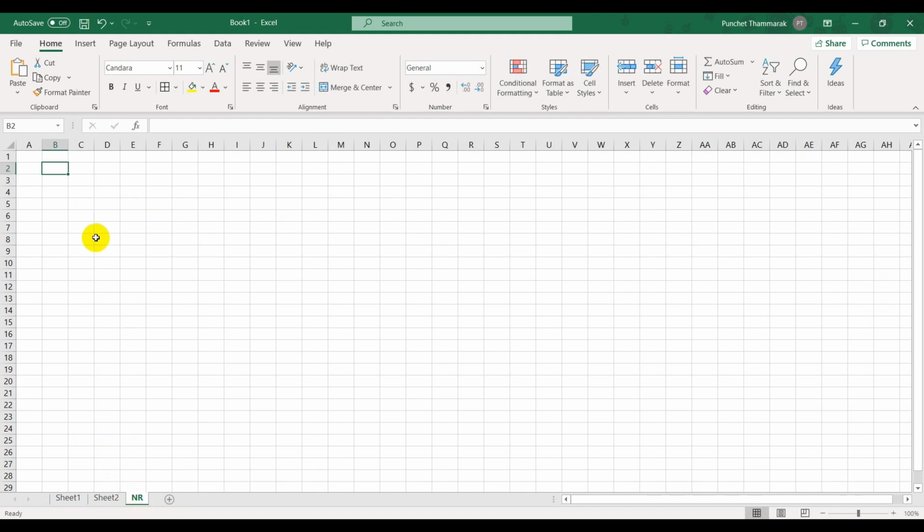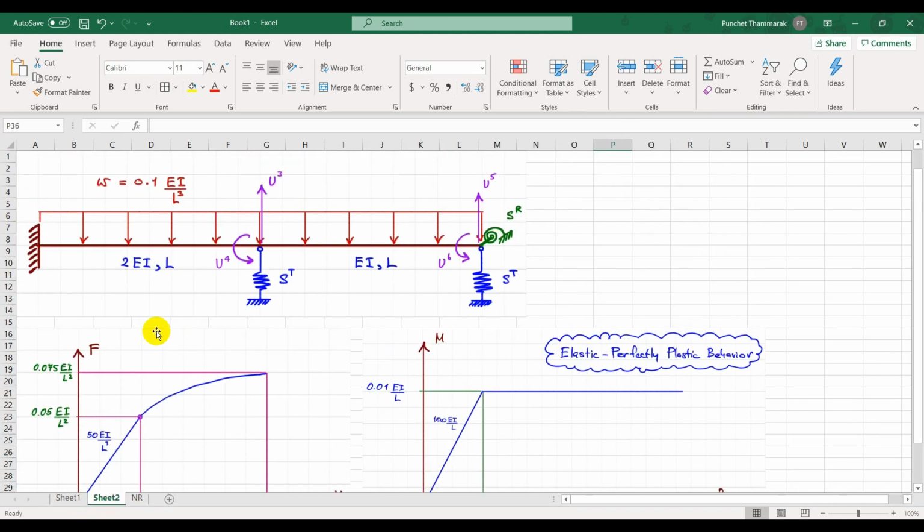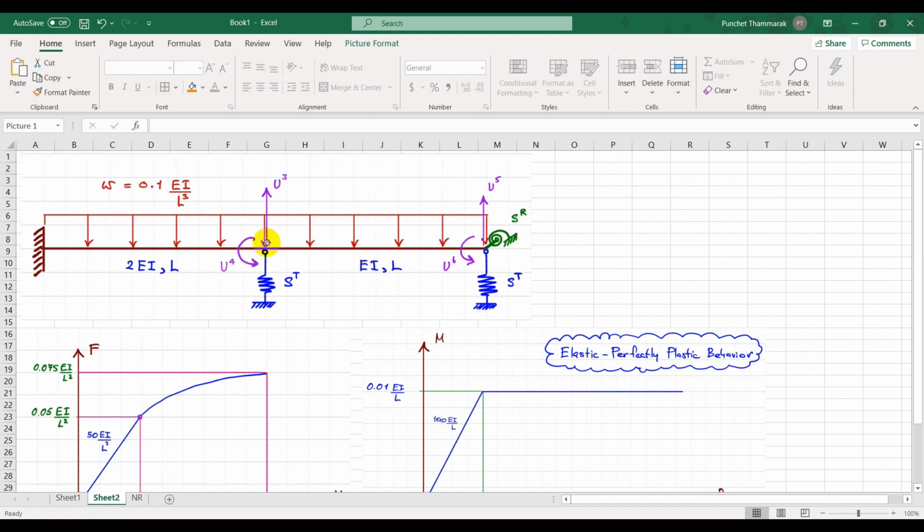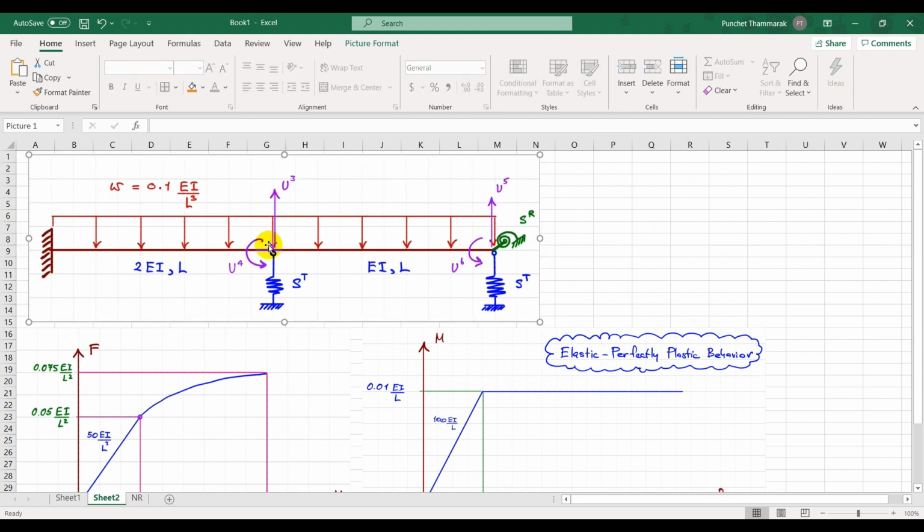We can do modified Newton-Raphson in the same file, but we're going to make a new sheet. We can copy this sheet and use a different nonlinear solution strategy. So here I paste the pictures of the problem over here. We will have 4 degrees of freedom. We involve 2 beam elements.